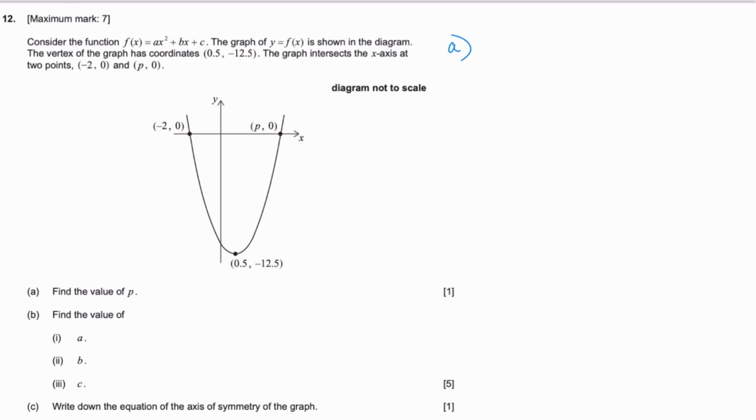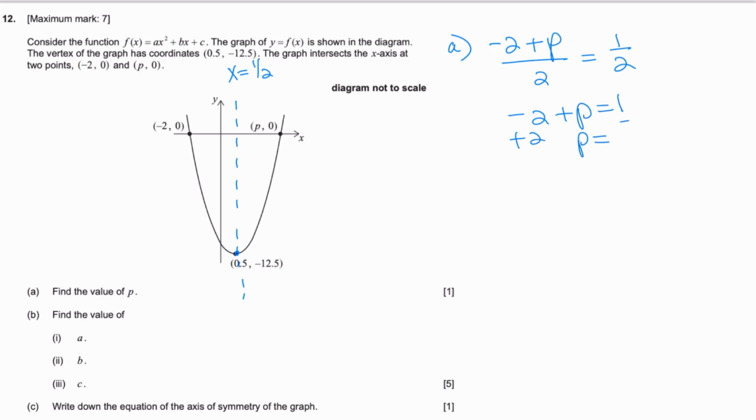This is quite easy. Here, I know that the equation for my axis of symmetry has to be x equals 1/2 or x equals 0.5, which means that (-2 + p) divided by 2 has to equal 1/2. So that means -2 plus p equals 1. So p, if I add 2 to both sides, is equal to 3. So that tells me that p is 3. So this is the point (3, 0).